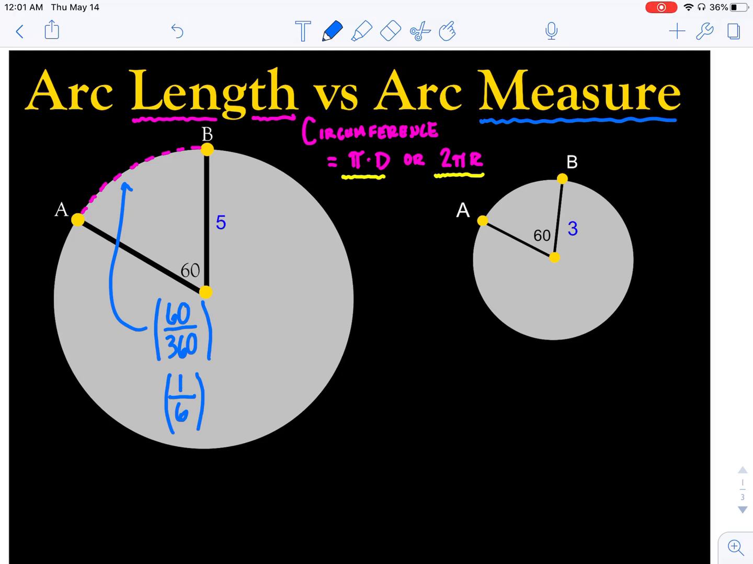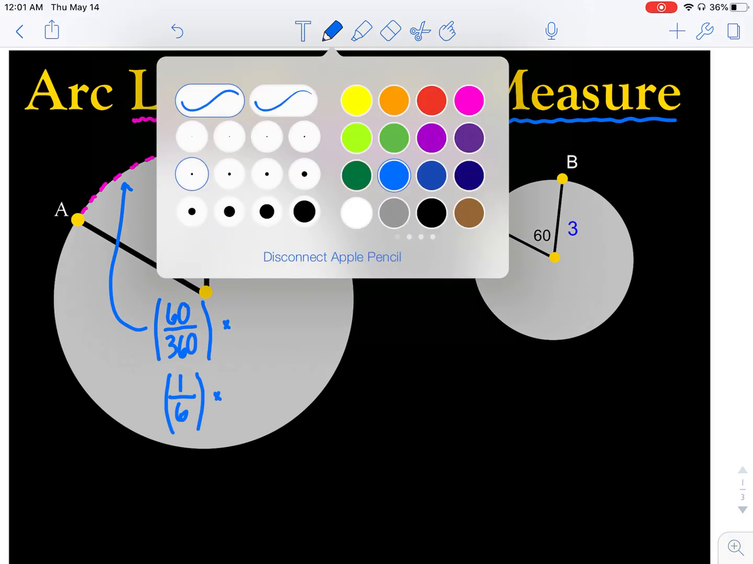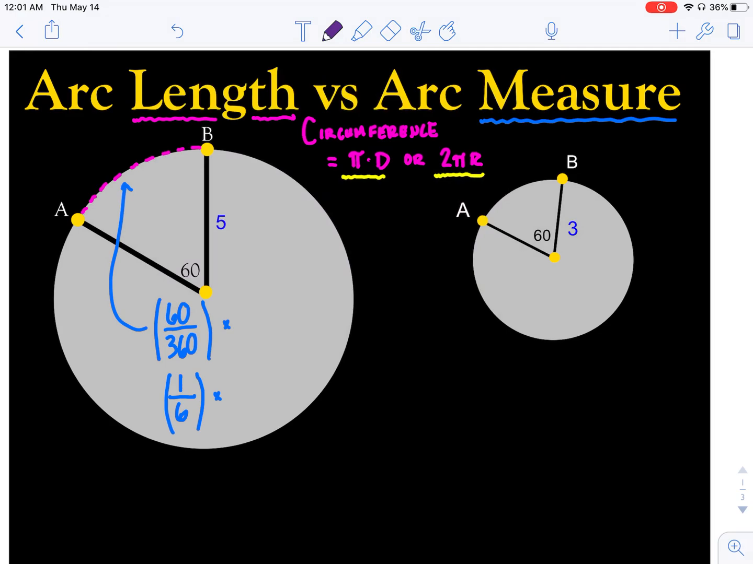So now what do we do? We take that and we multiply it by the whole circumference. What that'll do is take a fraction, 1/6 of the total circumference, thus giving us the arc length of AB. So the circumference is going to be pi times diameter, or 2 pi times the radius. Well, in most of these problems, they're giving us the radius. So in this case, the radius is 5. So the circumference then is going to be 2 pi times 5, or 10 pi.